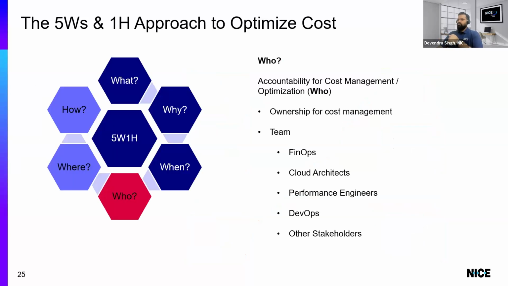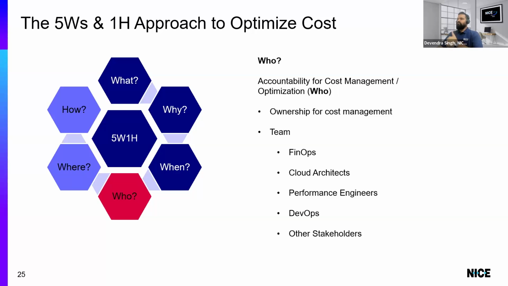Let's see who will be responsible for cost management and optimization. When we ask who, this gives the responsibility of cost management and optimization to various teams and members. Clear accountability and ownership across different teams will be defined. If I take the example of FinOps, FinOps will play a critical role in tracking and managing cost across cloud resources, across environments, across different accounts that are there in the organization.